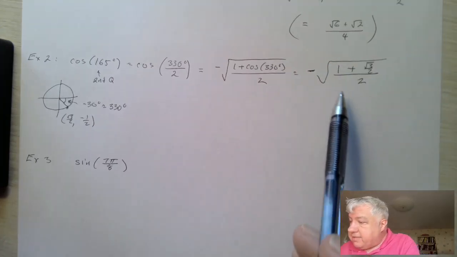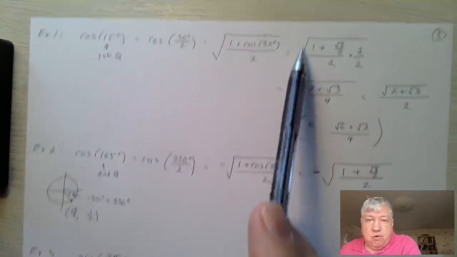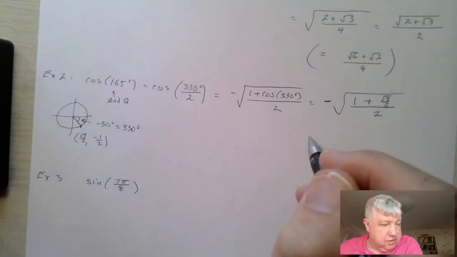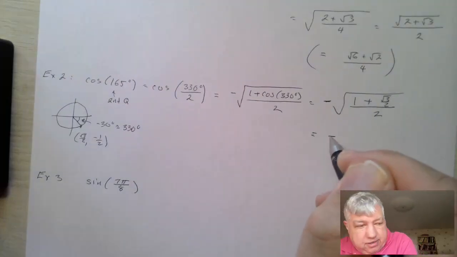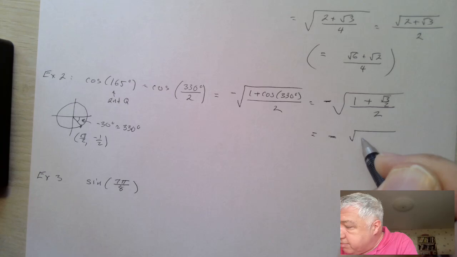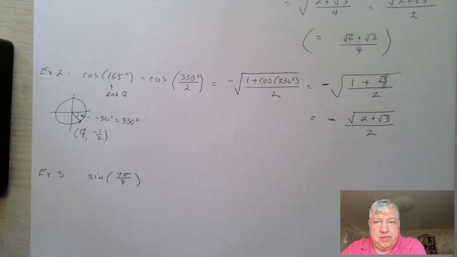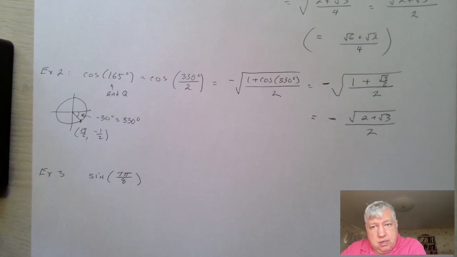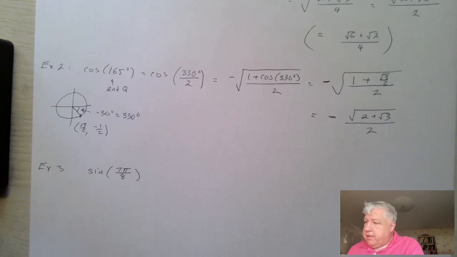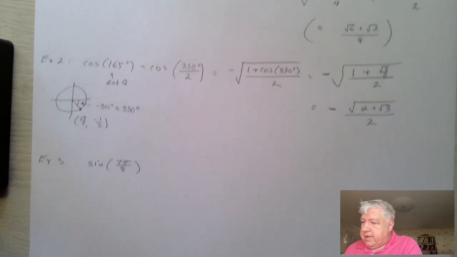And you can see that that's basically going to be the opposite of what we had up here. So I'll just cut to the chase and say this is equal to negative square root of 2 plus the square root of 3, over 2. You can skip some steps. You can fill these in if you want. All right, let's look at the next one.